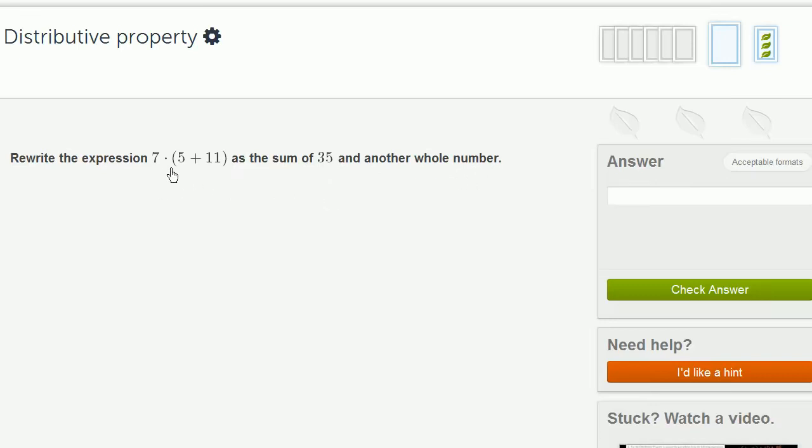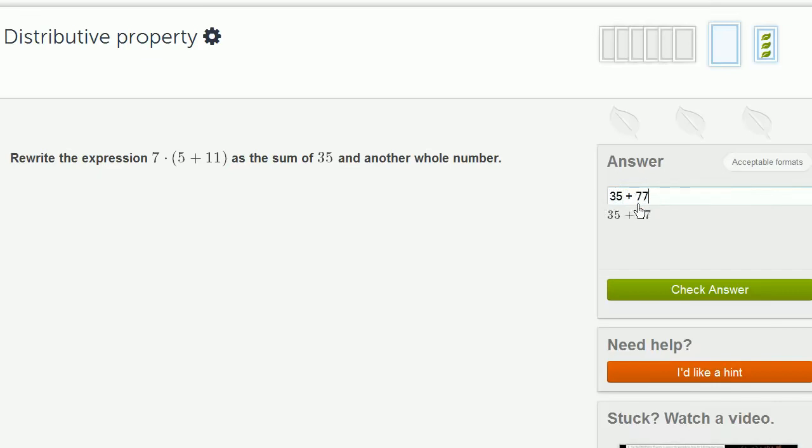So let's apply the distributive property, and let's see if we can get a sum of 35 and another whole number. So 7 times (5 + 11), that's the same thing as 7 times 5 plus 7 times 11. And you can see with this expression editor right over here, it puts it in nice math formatting for what it looks like for the computer. So if we're distributing the 7 over the 5 and the 11, it's 7 times 5 plus 7 times 11. Well, 7 times 5 is 35, and 7 times 11 is 77.